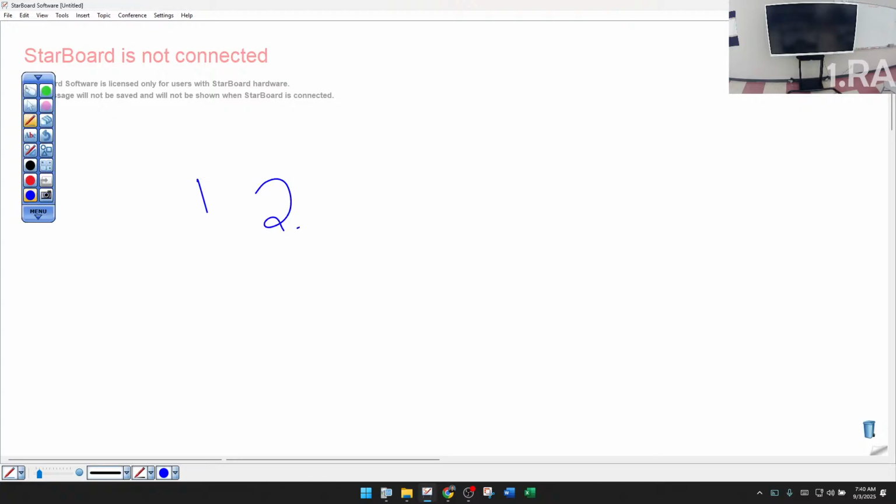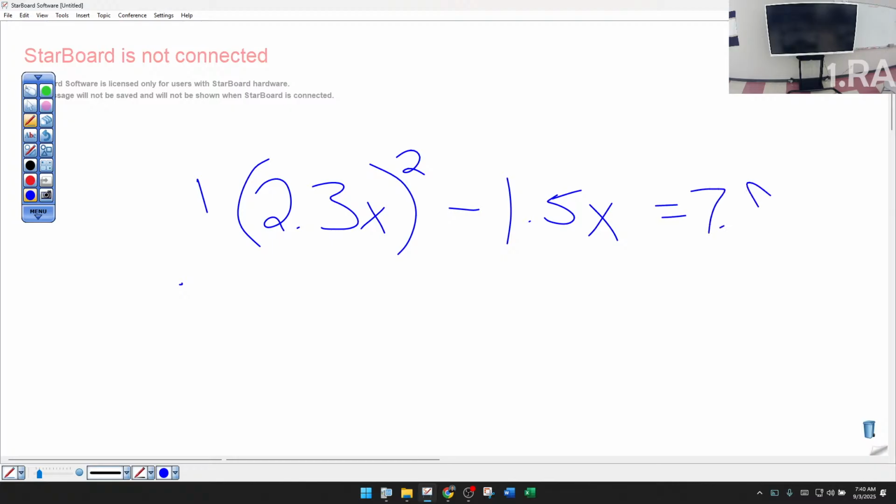2.3x squared. Got my glasses. I want to put them on. I want to find out when that's equal to 7.8. Okay? So there's two ways to do this. Put that in Y1, put that in Y2, and see where they touch. To me, it's easier to move that 7.8 to the other side and set it equal to 0 and find the x-intercept.